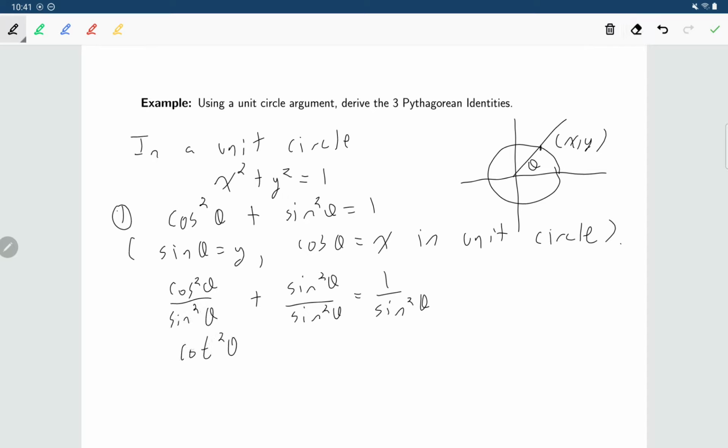And then this simplifies to give me cosine squared over cosine squared is 1. Sine over cosine is tangent, so sine squared over cosine squared is tangent squared. 1 over cosine is secant, so 1 over cosine squared, that is secant squared. And there we go. Those are all three of our identities now established.